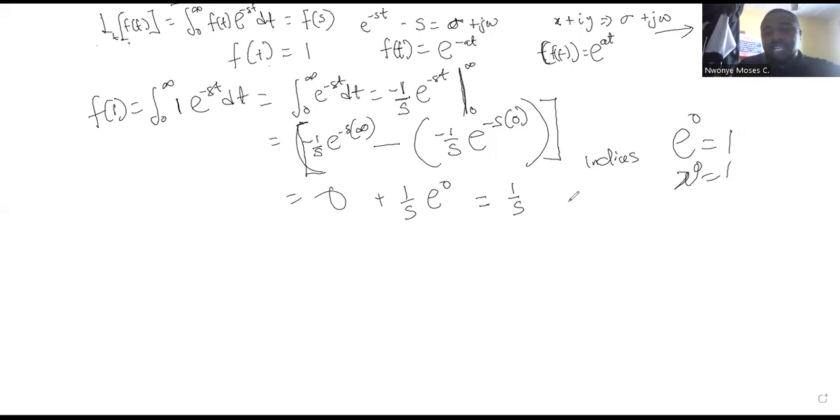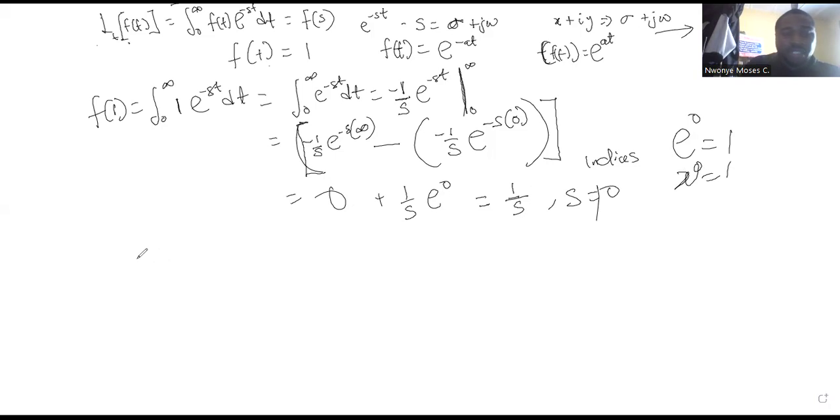Now, clearly here, you can see this condition: s cannot be 0. If not, this particular function may not be defined in the time domain or in any other domain, right? Here, s cannot be 0.